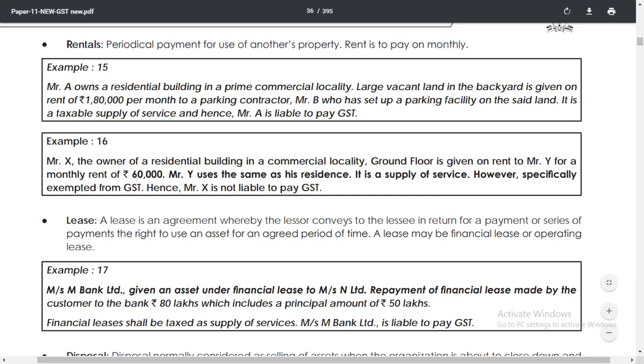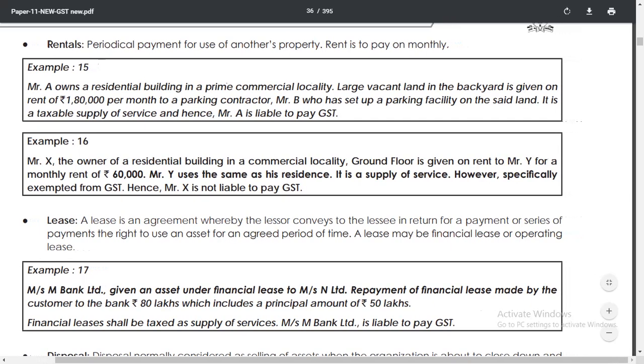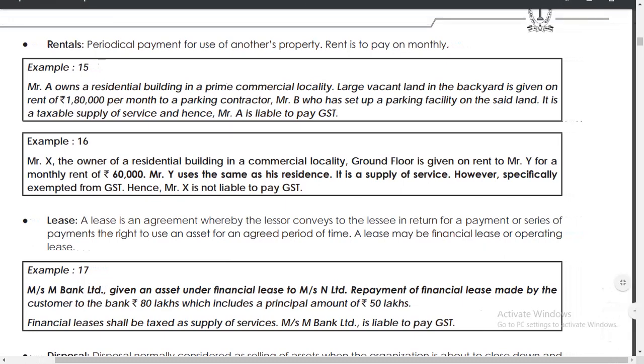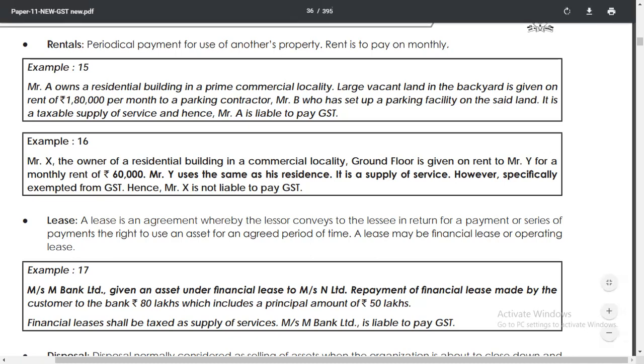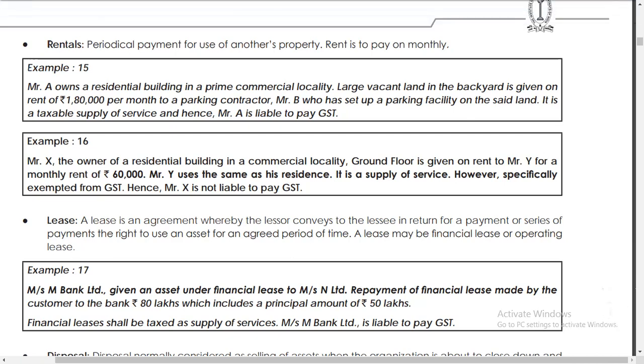Okay, so we are going to rentals, periodical payment for the use of another property. We are taking rent again, we are giving rent for another purpose. If it is a commercial purpose, you have to pay GST tax. If it is a residential purpose, it is exempted. Or if you see the service tax, residential dwelling is exempted. So the same thing will apply here. If you don't know service tax, no problem, because service tax has totally merged into GST. So just concentrate on GST.